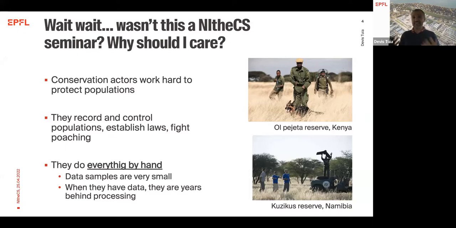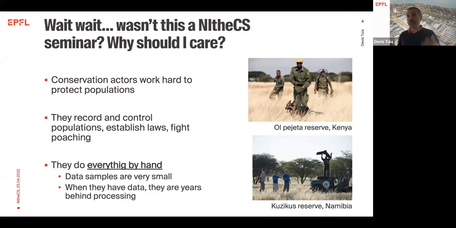And if you think that these are very simple problems, don't get me wrong, but they are not. Even though it will seem easy to any of us to count animals in an aerial image, you need to imagine that in this reserve, people do everything by hand. So they, for example, rent a helicopter, start flying over the reserve, look out of the window and try to count how many animals they have. And they cannot cover much ground, so data samples tend to be pretty small.